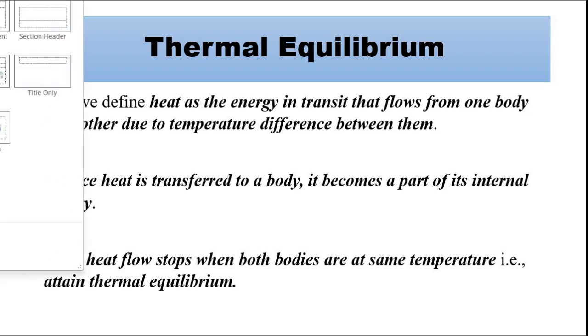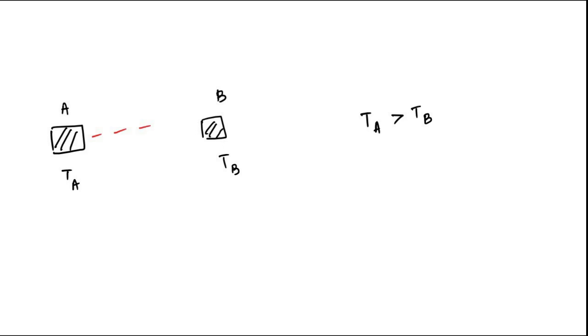So let's say we have two objects. This is one object, let's say object A, which is at temperature T subscript A, and we have object B, which is at a temperature T subscript B. Let's assume that the temperature of object A is greater than the temperature of object B. So obviously, as TA is greater than TB, heat will flow from A to B.